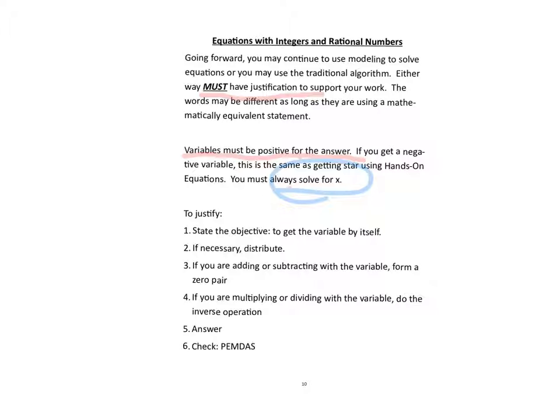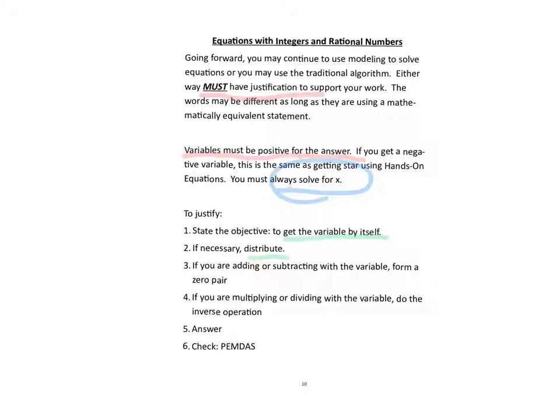Now, when it comes to justifying, the first thing that I'm going to ask you to do is state the objective, meaning get the variable by itself. That's all you have to write. See that? I even wrote it out for you. So step 1 to justifying: get the variable by itself. Step 2 is distribute. Now notice that before it says distribute, it says if necessary. You're not always going to have to, but if you do have to, that's when it comes into play.